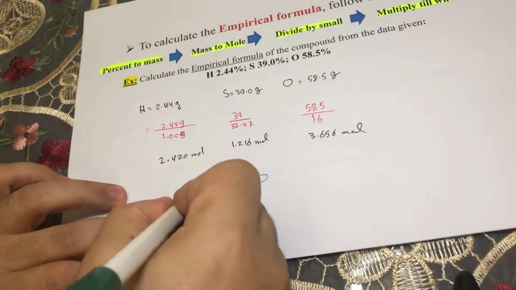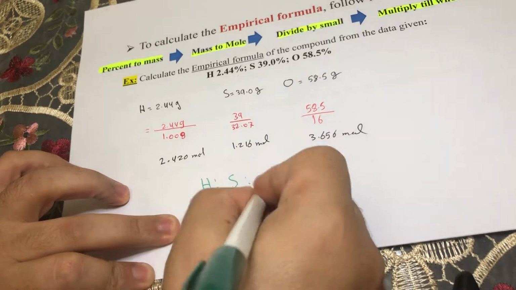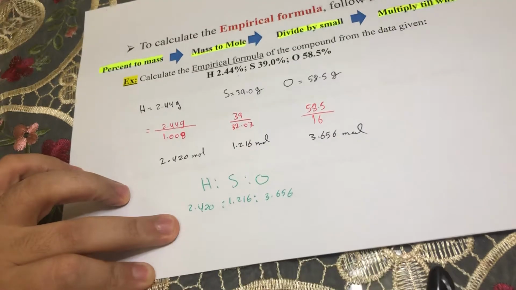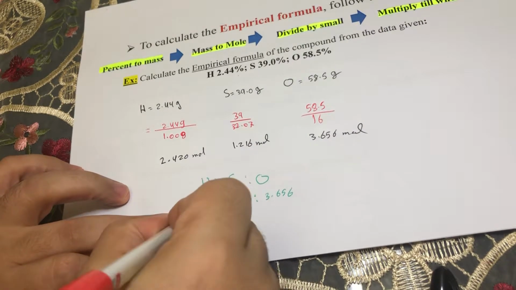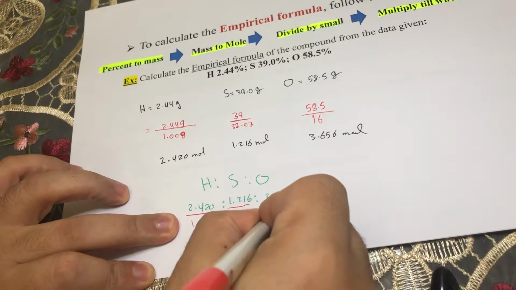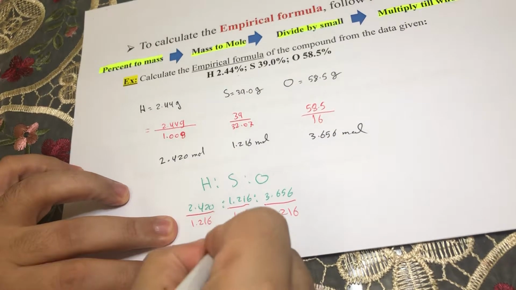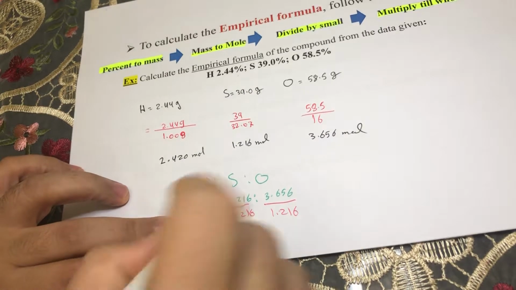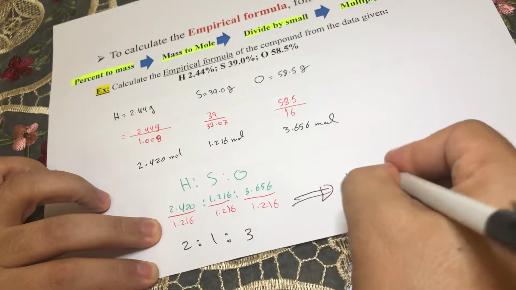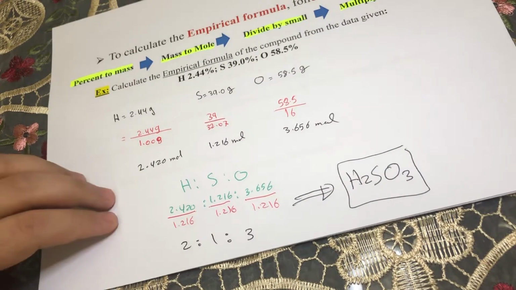We write the number of moles for each: 2.42, here 1.216, and here it's 3.65. The smallest number here is sulfur, so we'll divide all the ratio by the sulfur. Here approximately it's 2, 1, 3, and the empirical formula is H2SO3. This is called sulfurous acid.